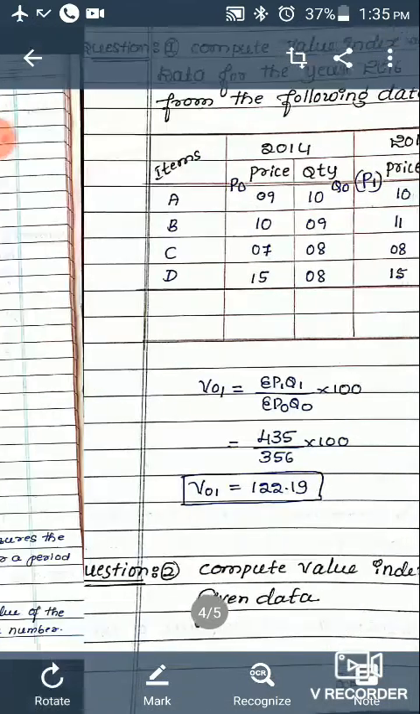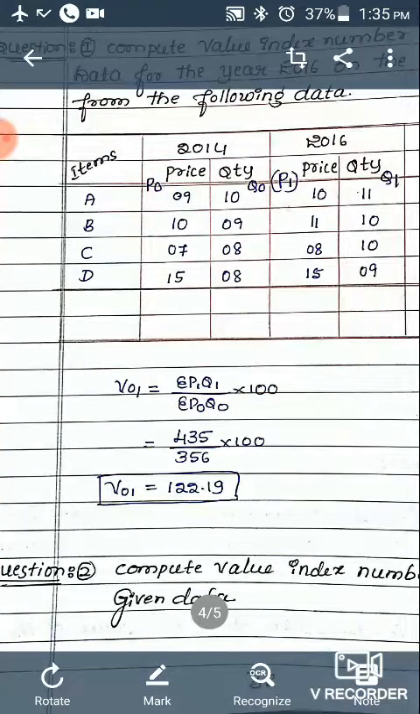Now apply the formula. So V01 is equal to sigma P1 Q1 divided by sigma P0 Q0 into 100. Sigma P1 Q1 value 435, sigma P0 Q0 value 356. So into 100, simplify that, you get 122.19. Okay, this is the value of the value index number.